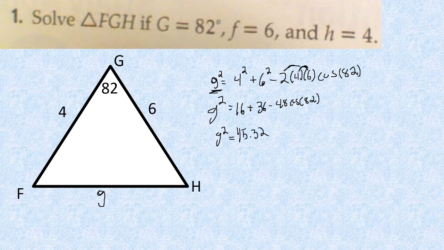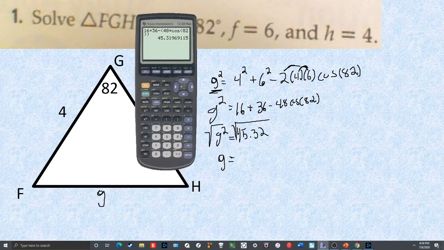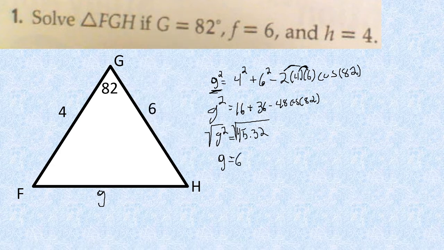People look at this and they say, okay, I'm done. It's 45.32 as the answer. And the answer is no, because that's what g squared is. So just like in the Pythagorean theorem, you have to square root both sides now because you want the side length g, not g squared. So you do that, and then we go back to my calculator here. I'm going to square root this big mess. And 6.73 is the actual side length. 6.73.